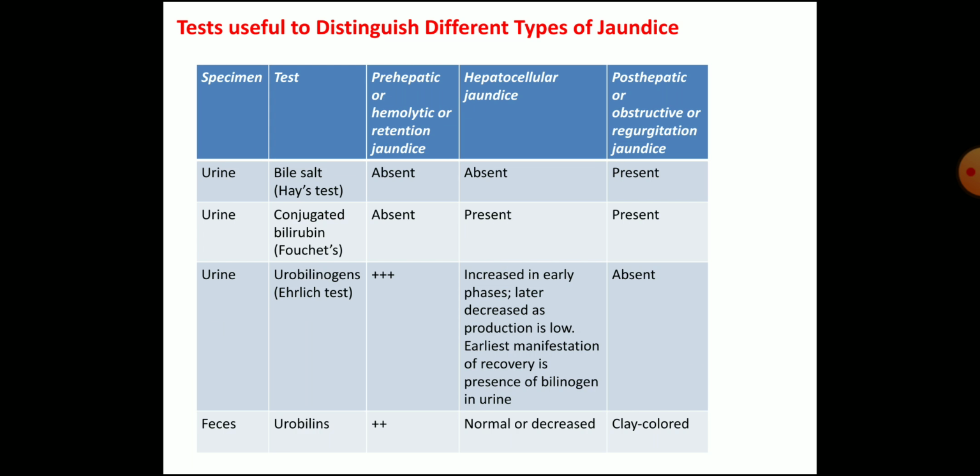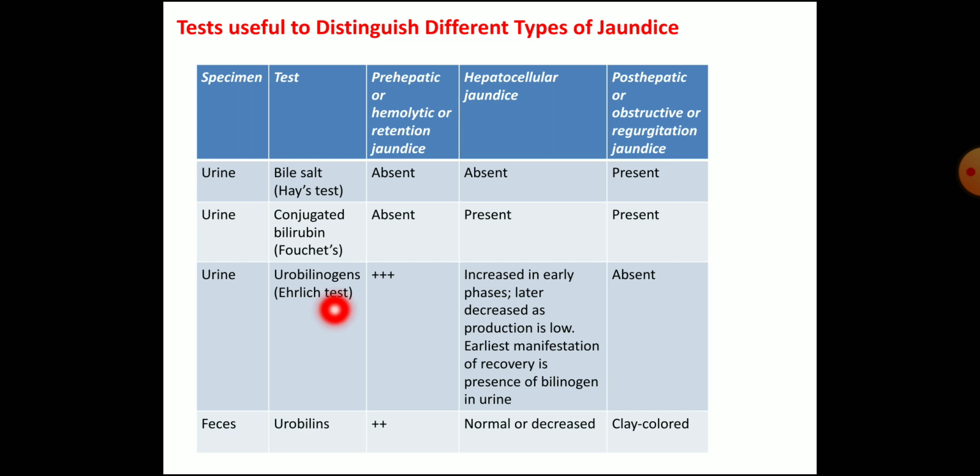Okay. Now we pass on to the urinary findings. So first, bile salts by Hay's test: absent in hemolytic jaundice, usually absent in hepatocellular, but present in post-hepatic jaundice. So whenever there is obstruction, bile salts regurgitate to the systemic circulation, go through the kidney and are excreted. Similarly, urine bilirubin by Fouchet's test is absent in hemolytic jaundice, and it is present in hepatocellular jaundice and also present in post-hepatic or obstructive jaundice. Bilirubin being conjugated and water soluble, it is excreted through the urine.